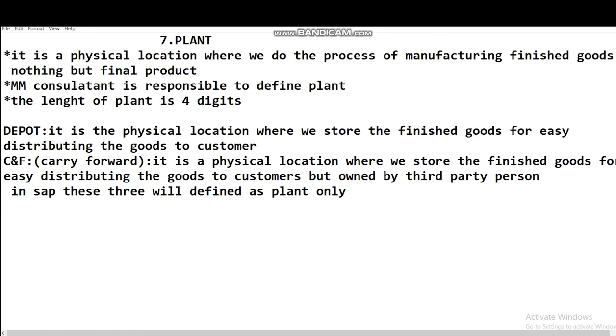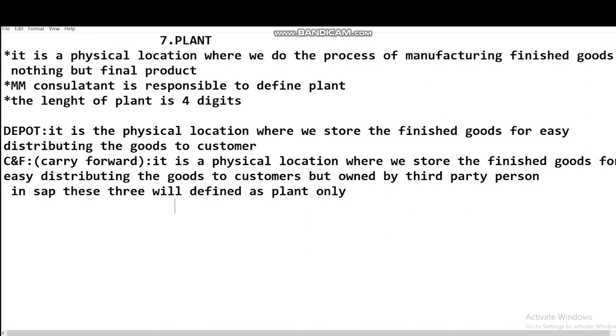But in SAP, these three will be defined as plant only. These two also come under plant only. These three completely come under what we call a plant. Plant is nothing but depot and C&F; we consider all three as a plant. Simply, it is a physical location where we do the process of manufacturing finished goods, nothing but the final product. Consultant is responsible to define a plant. The length of plant is 4 digits.